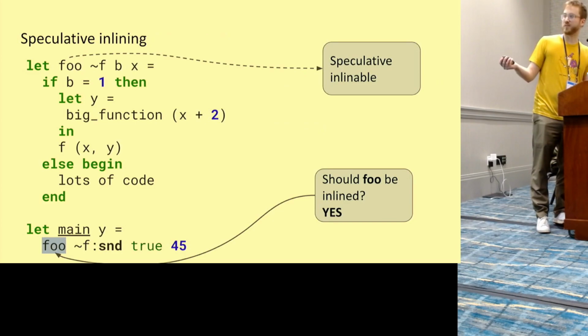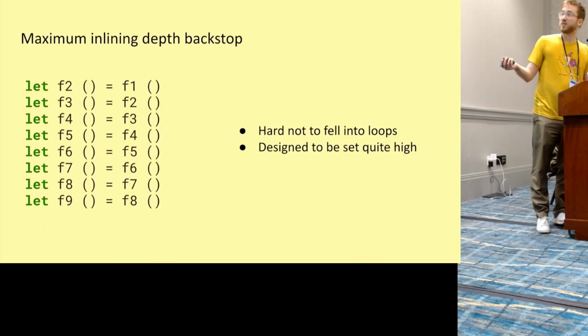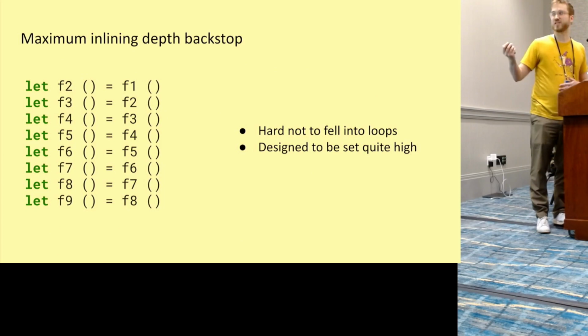So in that case, we decided that foo could be inlined, and we construct the body and replace the call with the function body, and we get big function of 47. And until now, these heuristics are also the ones that are used inside f-lambda1. Now there's a global backstop to avoid inlining forever, because you could get a big inlining chain.